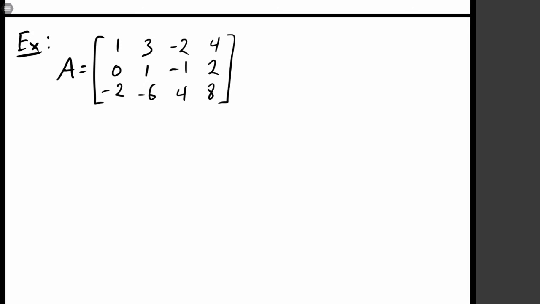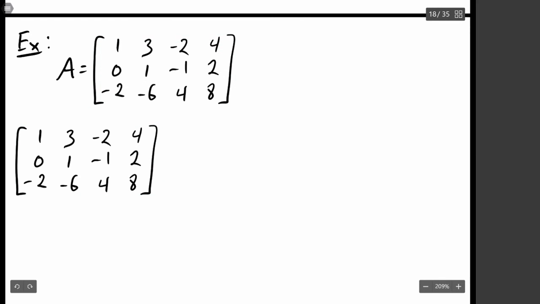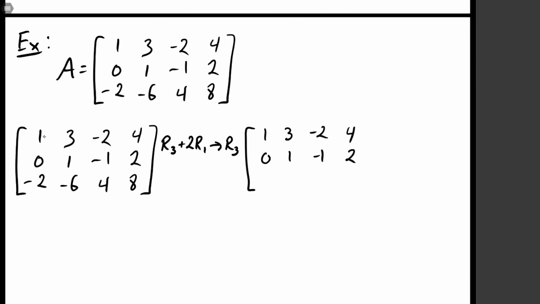So let's compute the rank of A. When we're computing the rank of A, we just need to put this into row echelon form. Let's go ahead and do that. Where should we start? Well, we have this 1, we have this 0. We need to turn this -2 into a 0. So here we would do row 3 plus 2 row 1 goes to row 3. If we do that, we get 1, 3, minus 2 and 4. 0, 1, minus 1 and 2. And then plus 2 times row 1, so this is 0, this is also 0, this is also 0. And this happens to be 16, actually.